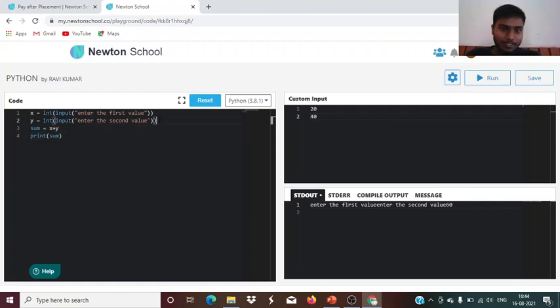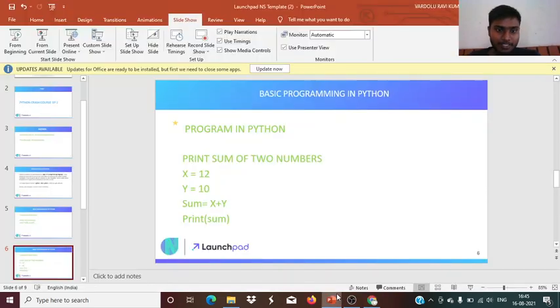Or else we can write the syntax like this, taking direct input: y equals 30 and x equals 20. Adding them, 30 plus 20, we get 50. Yes, we got 50 as output. Next basic program.